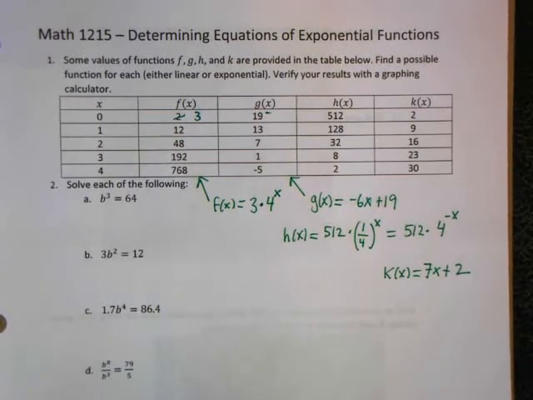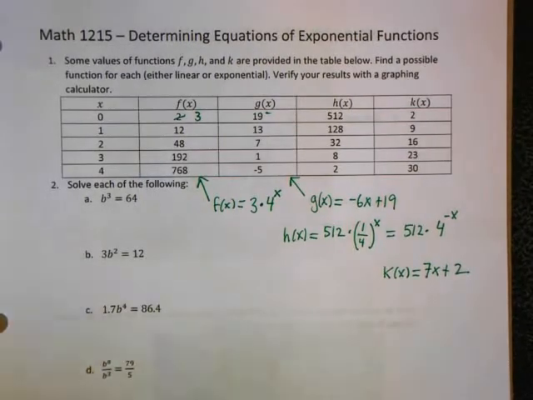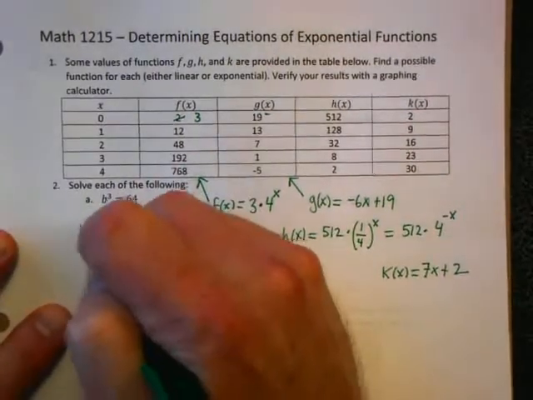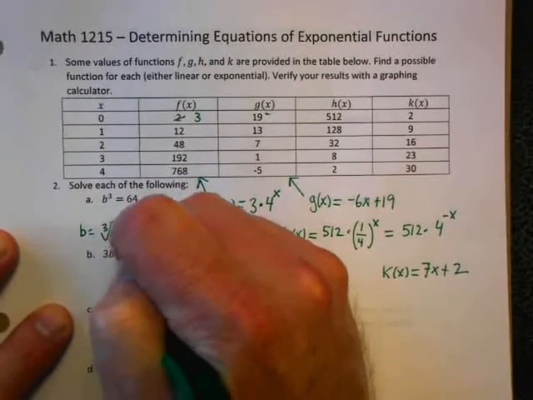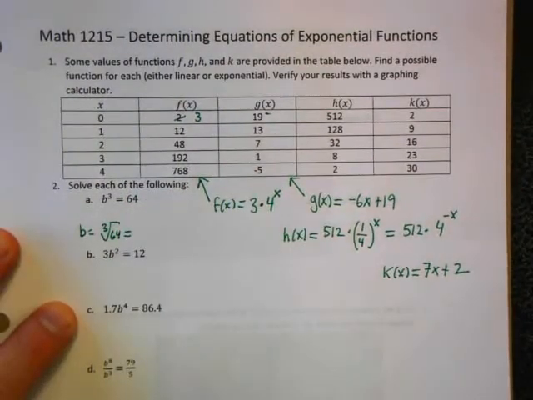Solve each of the following equations. How do you solve b cubed equals 64? Take the cube root of both sides. To get rid of the cube, you do a cube root. So b is the cube root of 64, which I think is a nice number. Cube root of 64 is 4.